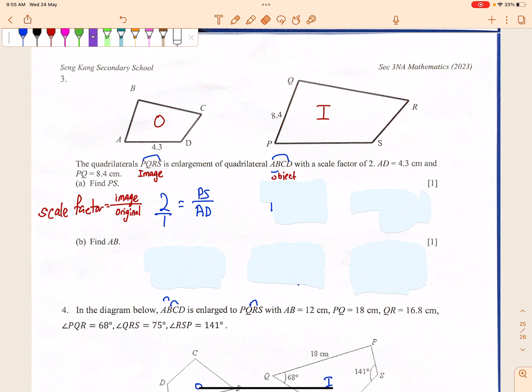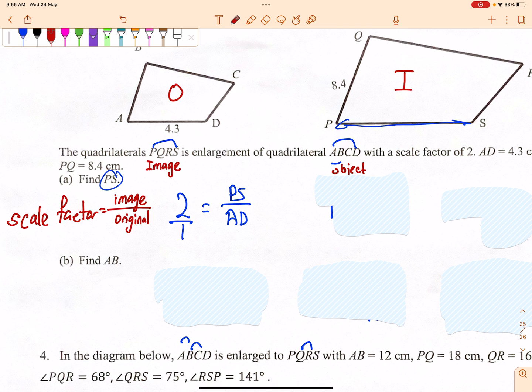And for the image length, I will choose PS, right? Because they want PS. So I will choose PS. This is my PS. So PS is here. Image length. Then the original length, I need to know which length I should choose. Should I choose AB, BC, CD, or AD? Now instead of observing, I could actually use numbering, right? So I could number the order 1, 2, 3, and 4.